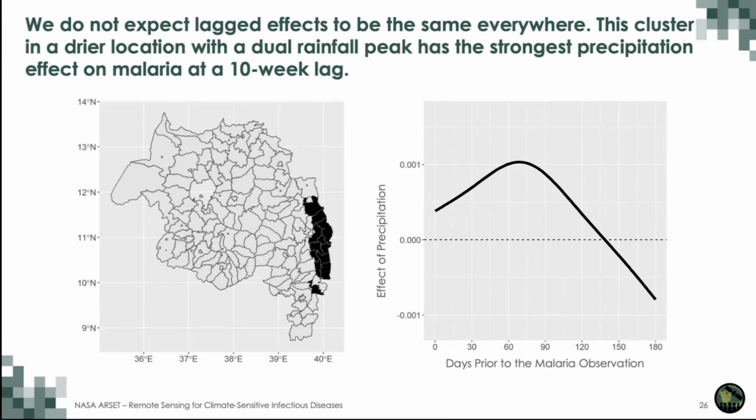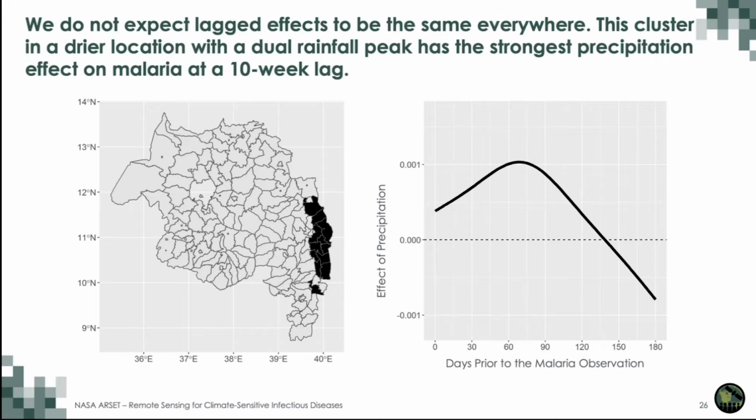One other thing that we need to consider is that we don't necessarily expect lagged effects to be the same everywhere. So different geographic settings, whether it's elevation, hydrology, or human factors, are going to influence how precipitation translates into mosquito habitats, for example. And the best way that we found to handle this is through geographic stratification. So we don't necessarily assume that across the entire country of Ethiopia, or even across a region of Ethiopia like Amhara, that precipitation is going to have the same effect on malaria everywhere.